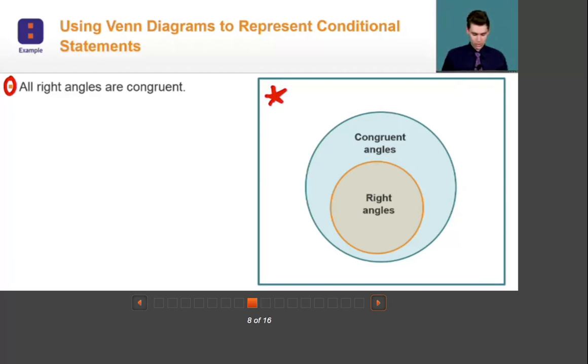So this orange circle here represents the set of right angles. And this blue circle here represents the set of congruent angles. We can see here that the orange circle is completely inside of the blue circle. In other words, this set of right angles is also a part of this set of congruent angles. So now you're ready to write a conditional statement from a Venn diagram.